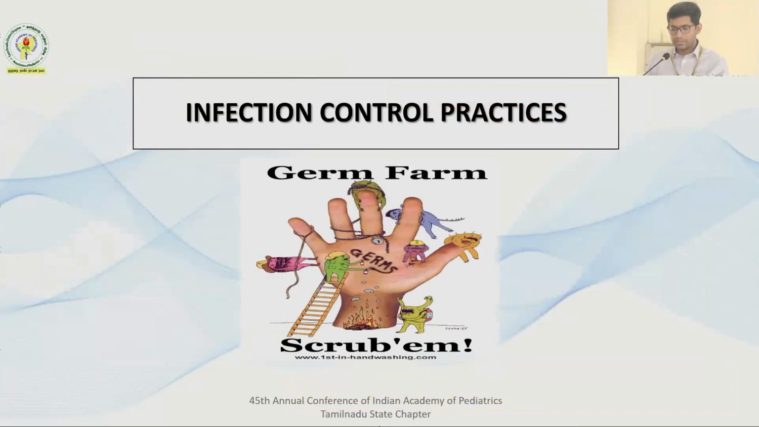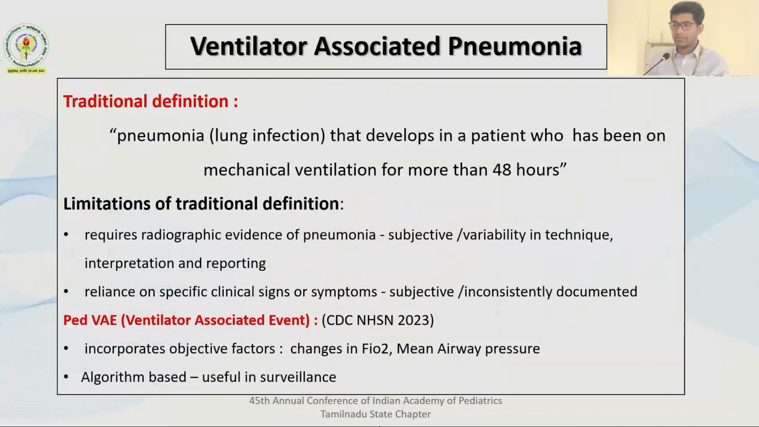Lastly, about the infection control practices with respect to a ventilated child, it is ventilator-associated pneumonia. The original definition was pneumonia in a patient who has been ventilated for more than 48 hours. The traditional definition relied on X-rays, clinical findings and subjective data. The CDC introduced a newer definition in 2023 which incorporates a lot of objective factors like FiO2 and mean airway pressure or ventilatory parameters, which can be used for surveillance, but you can still treat patients based on the original definition.